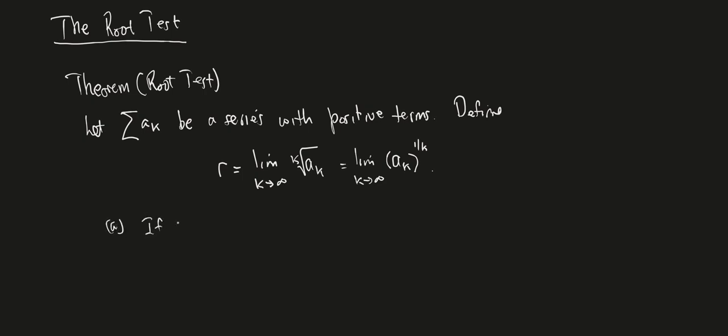And then here is the conclusion. If R is less than 1, then the series converges. Yes, if our R comes out to be less than 1, then the series converges. Again, it'd be nice if you had the theorem for the ratio test handy to see how similar this is. Now, what happens if your R is bigger than 1? Then the series diverges.